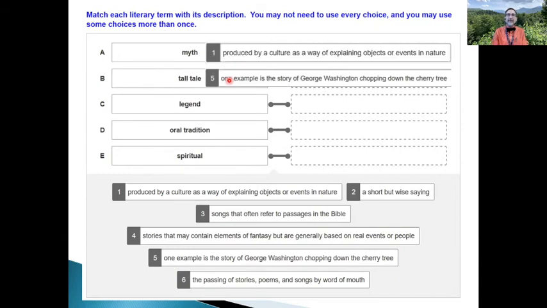All right. In this case, we've got George Washington chopping down the cherry tree. And I don't like that question because just a moment ago we said that's a legend. It's a legend and a tall tale. So that's perfectly okay for that one to be in there.